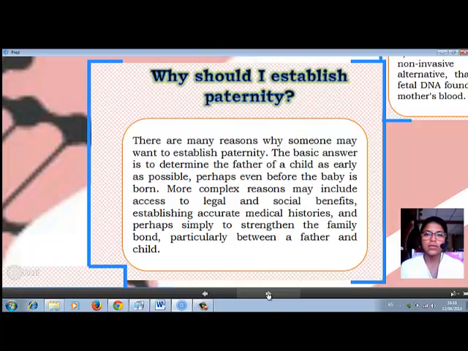Why should I establish paternity? There are many reasons why someone may want to establish paternity. The basic answer is to determine the father of a child as early as possible, perhaps even before the baby is born. More complex reasons may include access to legal and social benefits, establishing accurate medical histories, and perhaps simply to strengthen the family bond, particularly between a father and child.